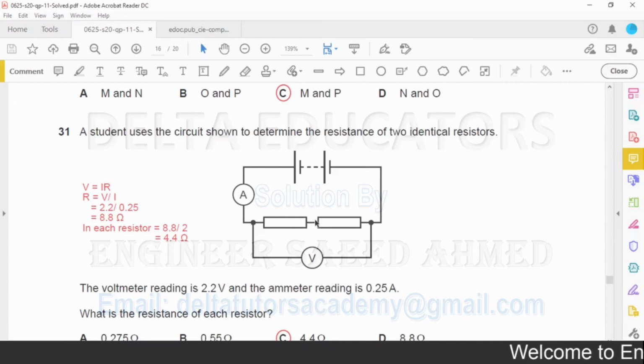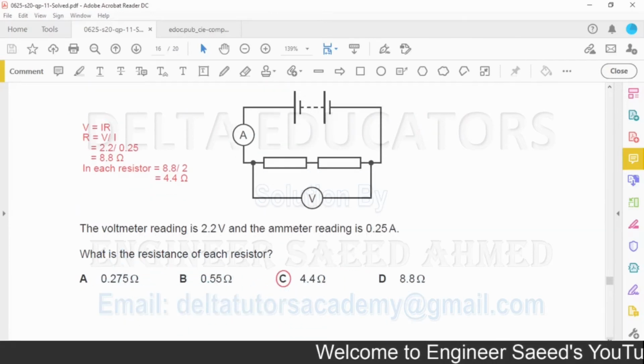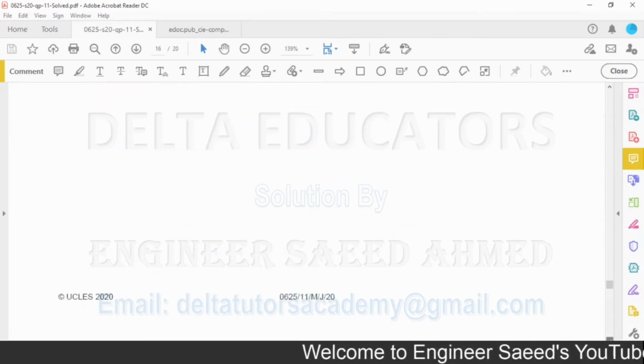Now for the combination of these two resistances, the total resistance is 8.8 ohm. Here it is given the resistance of two identical resistors. Here these two resistors are identical, meaning the resistance in these two resistors is the same. Since total resistance here is 8.8, each resistor will have half of 8.8, meaning 4.4. So in each resistor the resistance is 4.4 ohm, that is given in option C. So the correct option is option C.